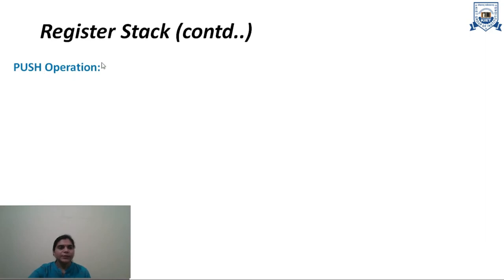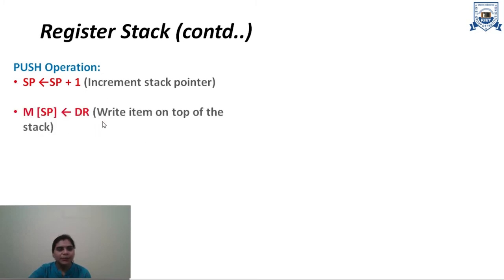So now to implement a register stack, we will perform some element insertion or deletion. First we will learn how to insert an element into a register stack. First step is to increment the stack pointer. In push operation, first of all, the stack pointer will be incremented by 1. The next step is to write the item on the top of the stack. For this, we will copy the data from the data register to the stack location pointed to by the stack pointer.